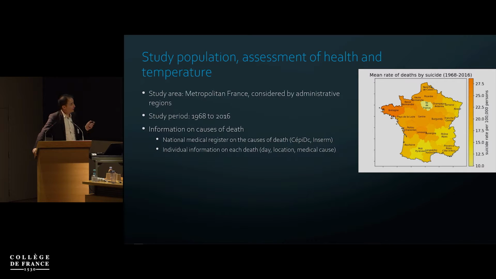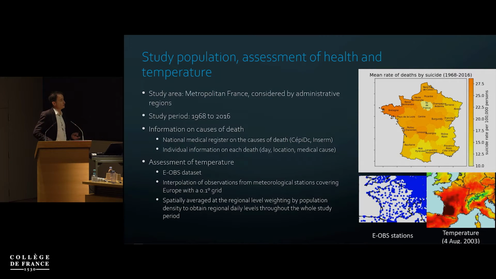We related these data on the cause of each death occurring in France since 1968, which correspond approximately to 13 million deaths, on which we had the day, the location of the death, and the underlying medical cause, with information on temperature on the same day and on the previous days from the E-OBS temperature dataset that provides, through a pretty large number of stations covering the whole country, an estimate by interpolation of temperatures across the whole country on a grid of 0.1 degree, which was averaged, weighted with the population density so as to have an average regional estimate of temperature that could be related to the number of deaths by each specific cause in the same area on each day.